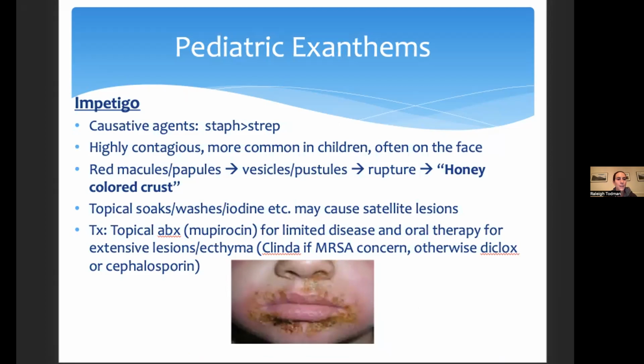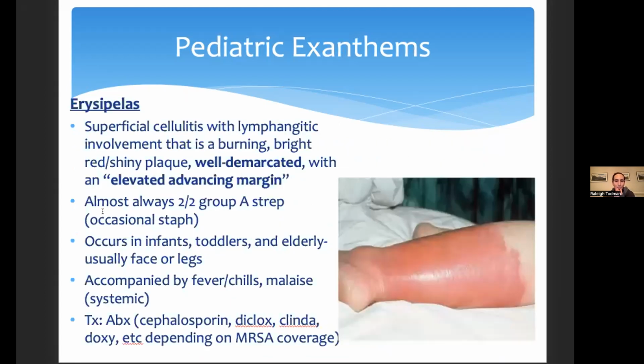So that's impetigo. Another thing I don't see very often is erysipelas, but it's definitely something you might need to know on a test or may see. This is a superficial cellulitis. It's a burning, bright red, shiny plaque. It's very well demarcated, and there's what they call an elevated advancing margin. So the part that looks like it's spreading is a little bit raised.